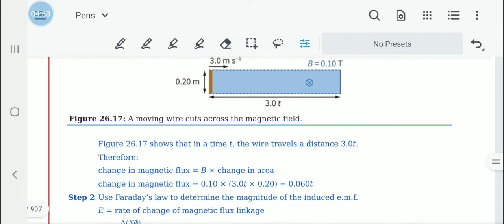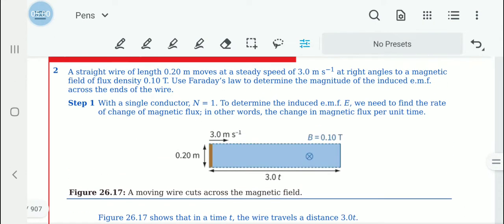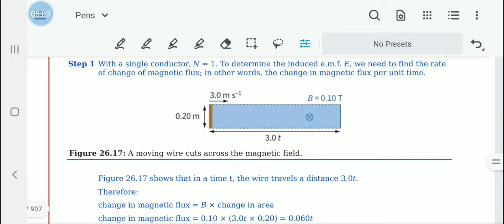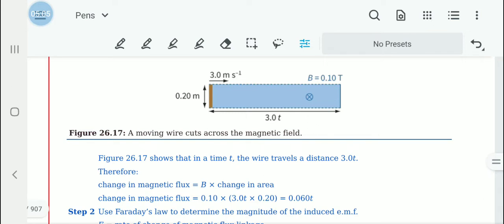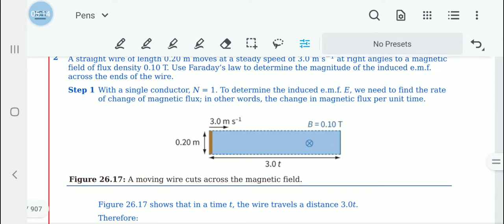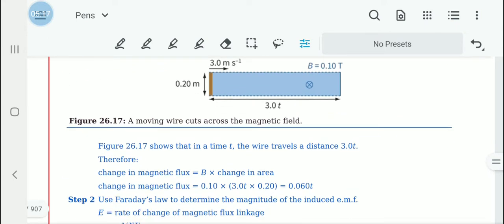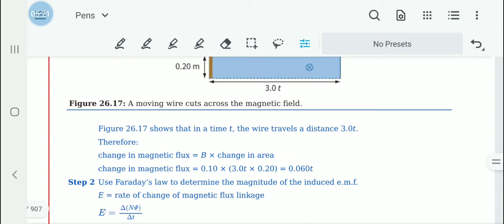Then we can take the change in magnetic flux to be B times the change in area. The change in magnetic flux is equal to B, which is 0.1, they have given it, the flux density. Then the change in area is the length 0.2 times 3t. Then it gives us 0.060t. I hope you understand how this happens.